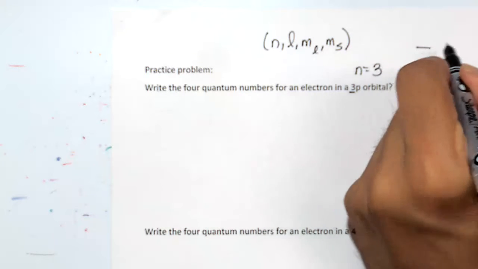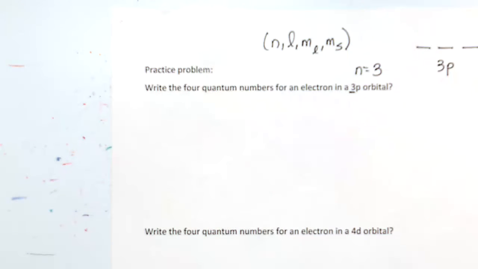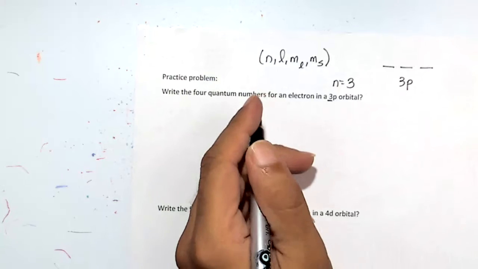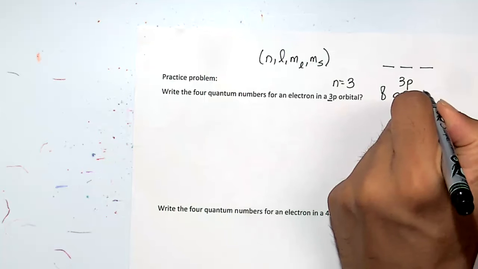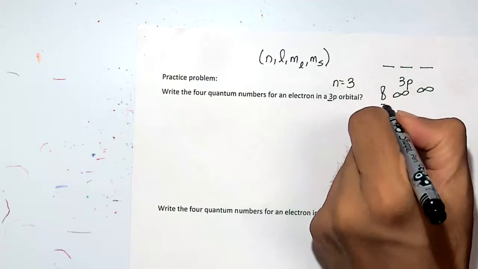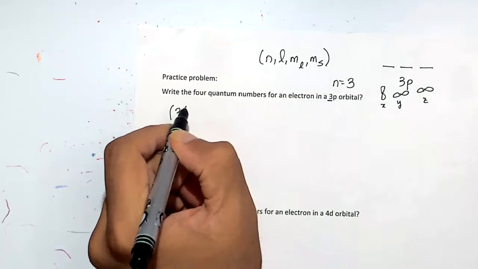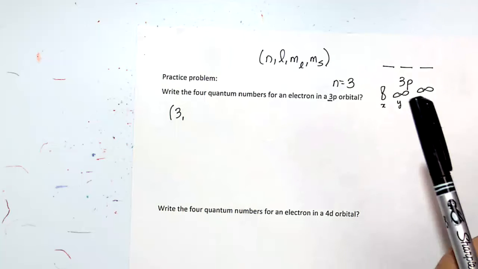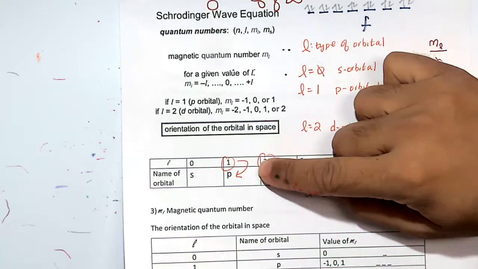Recognize that p has 3 slots. Remember, dumbbell shape: dumbbell along X, dumbbell along Y, dumbbell along Z. So our first number here is going to be 3. What is L for a p orbital? 1.